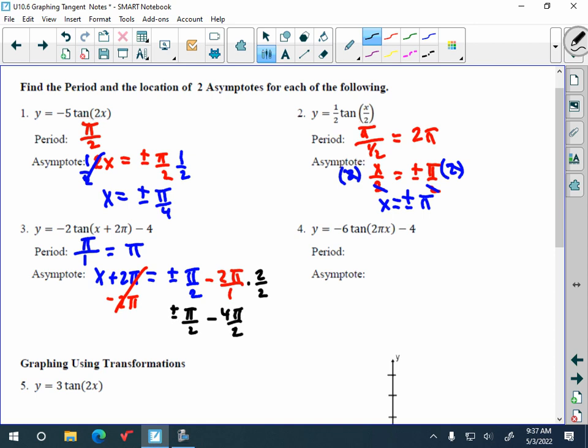Now we want to simplify that. We'll do the positive one first. What's pi over 2 minus 4 pi over 2? Negative 3 pi over 2. So x equals negative 3 pi over 2 is one of the asymptotes. And now we can do the negative one. Negative pi over 2 minus 4 pi over 2 would be what? Negative 5 pi over 2. So that's our two asymptotes located.